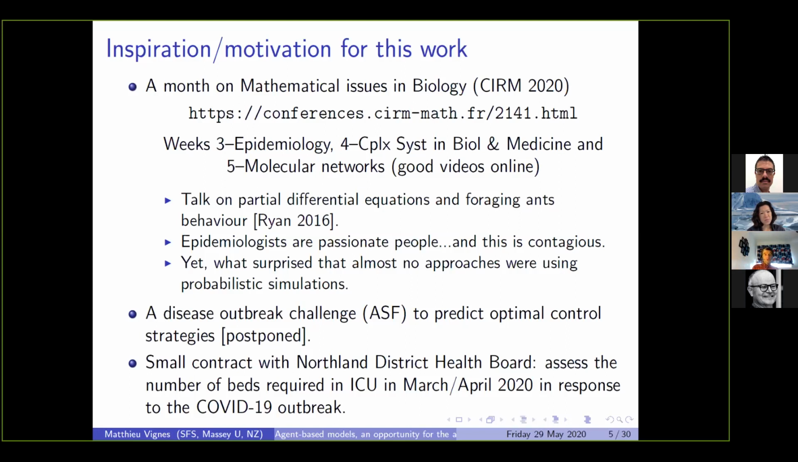And I've also been thrown in that by a small consulting I'm doing with the NDHB, where people wanted to assess the number of beds required in hospitals in response to the COVID outbreak here in New Zealand.